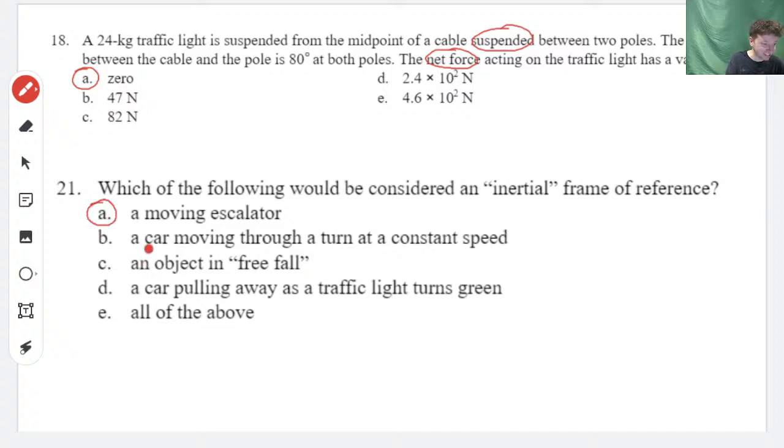Let's just double check the others. Car moving through a turn at a constant speed. Be careful. Even though it's constant speed, because it's going through a turn, its direction is changing, so that is acceleration. A free fall is when gravity is the only force that acts on you, so that's acceleration. A car pulling away as a traffic light turned green, that's acceleration, and it's certainly not all of the above. It's just A.